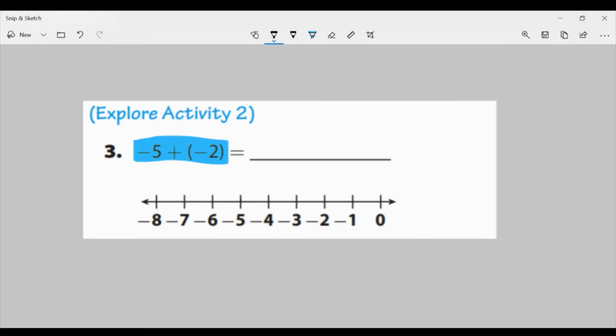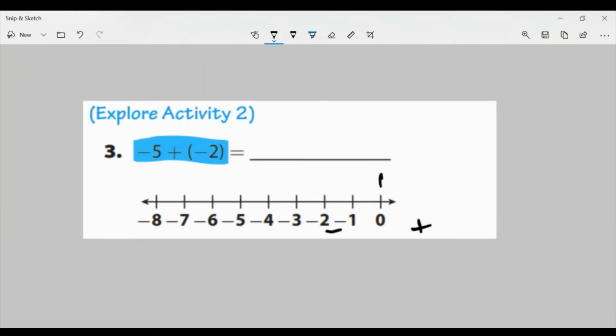Okay, now with our number line already made for us, and they're using the horizontal number line, we want to start at 0. We're going to start at 0, and we're going to let the first number tell us which way to go. If it's negative, we go left. If it's positive, we go right. So remember that: negative is left, positive is to the right.